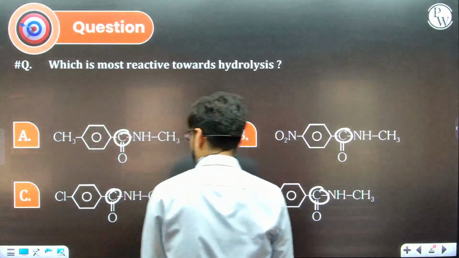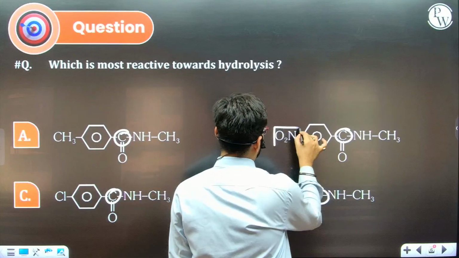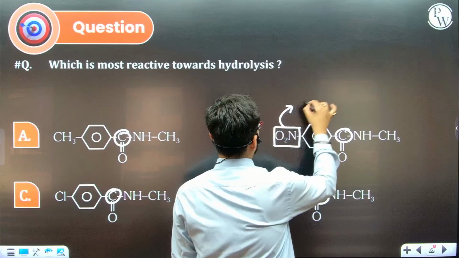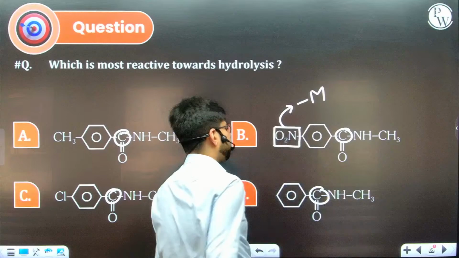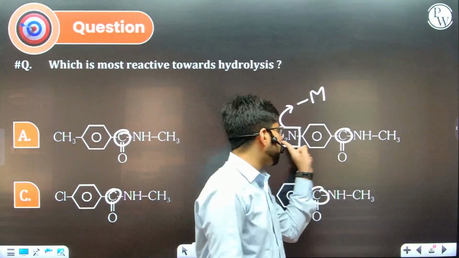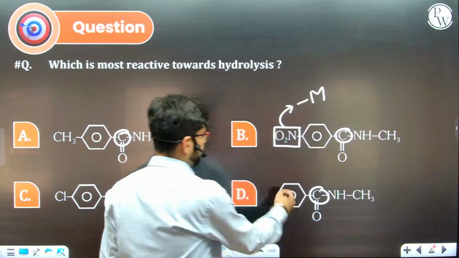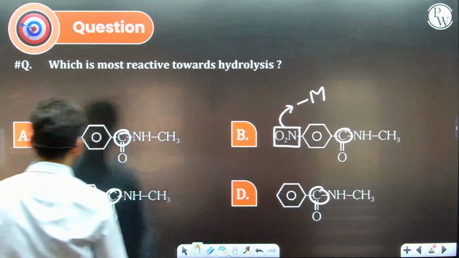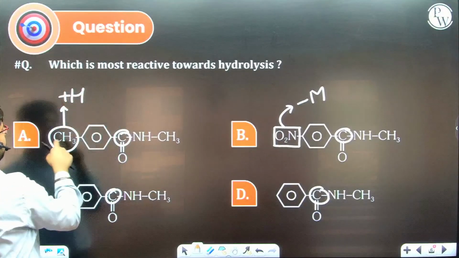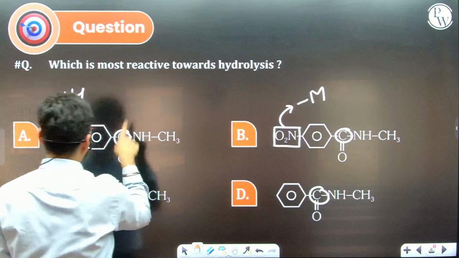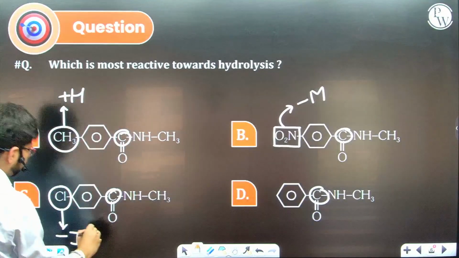So if you see in this option, that is in B, NO2 will show a minus M effect. Because again, with respect to this C, NO2 is at para position. Since NO2 is at para position with respect to this C, it will exert minus M. Here nothing is attached to this phenyl ring. Okay. Here we'll have CH3. CH3 shows plus H. Because again, CH3 is at para position with respect to this carbon. Halogen shows minus I. Always halogens show minus I effect.